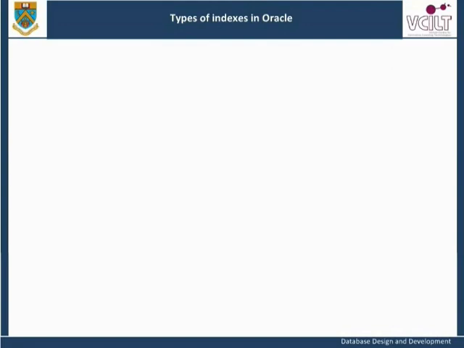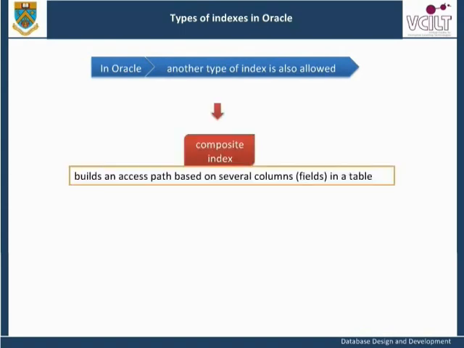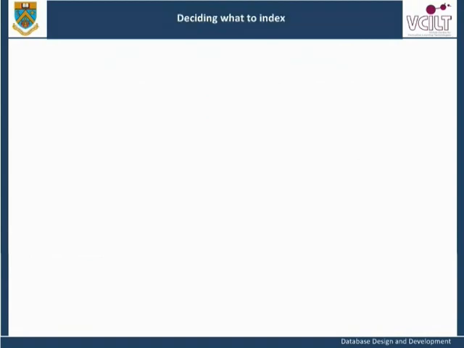So far in this unit, the indexes we have studied are all based on a single indexing field. In Oracle, another type of index is also allowed. That is, the so-called composite index, which builds an access path based on several columns, fields in a table. In other words, there is an index entry for a distinct combination of values in those columns. When creating such an index, the order of the columns in the definition is important, because the index is accessed based on that order. Deciding what to index.